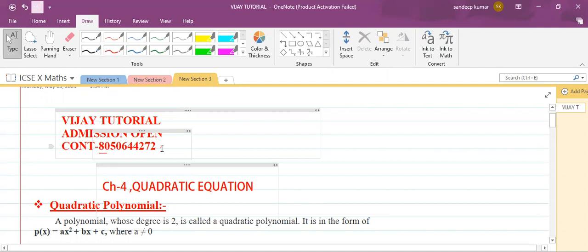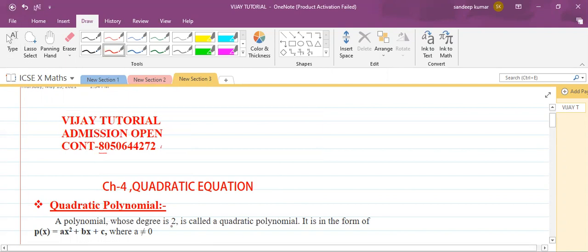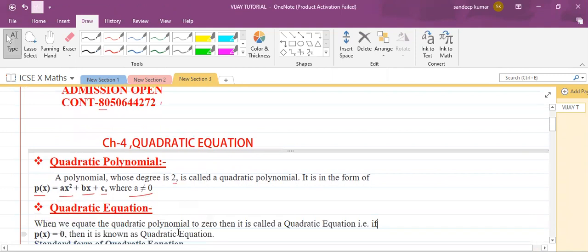Now see here, what is a quadratic polynomial? A polynomial whose degree is 2 is called a quadratic polynomial. It is in the form p of x is equal to ax square plus bx plus c, where a must not be equal to 0. So that is the quadratic polynomial.